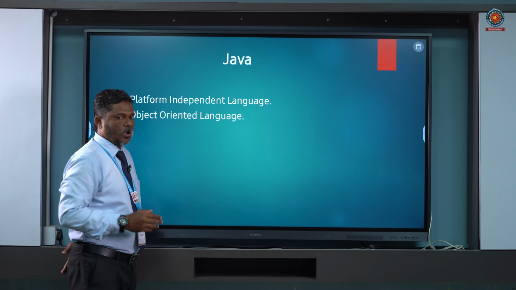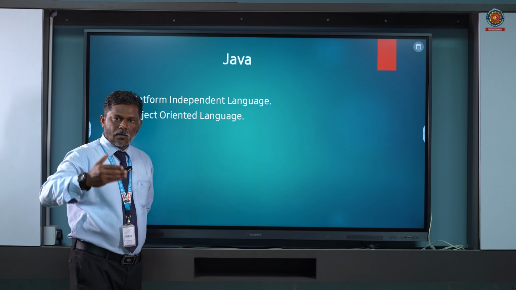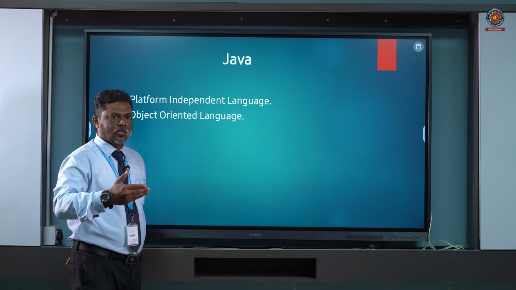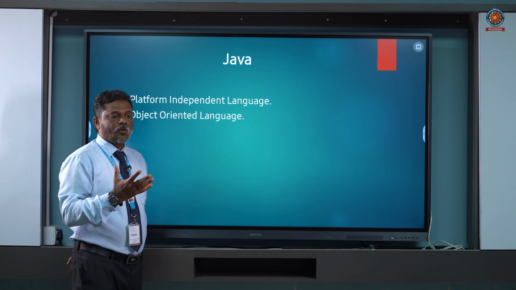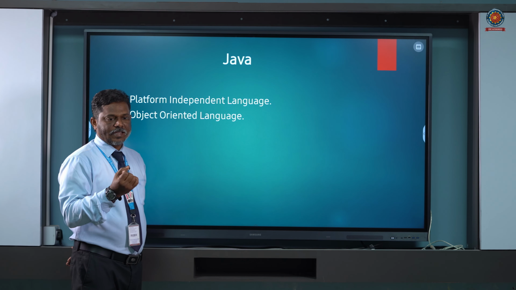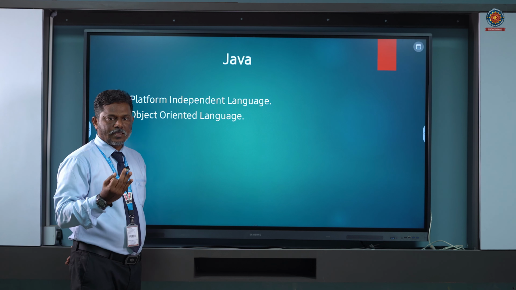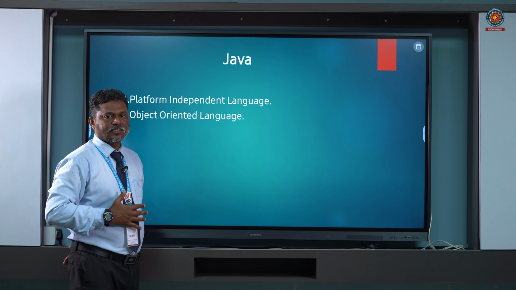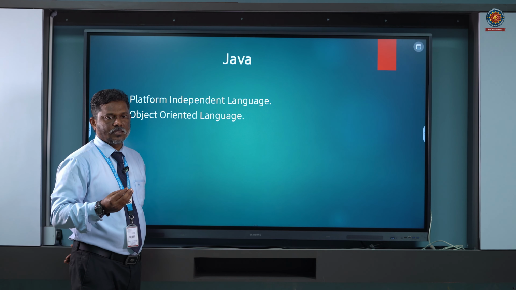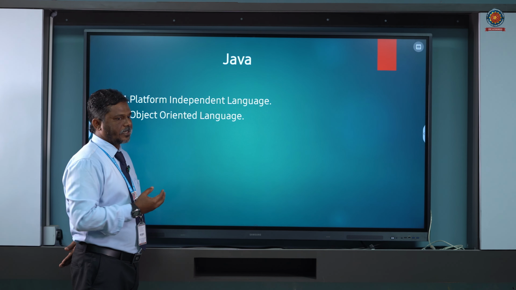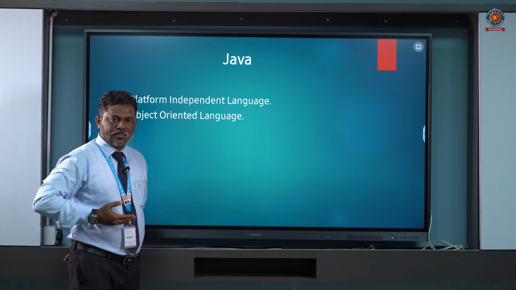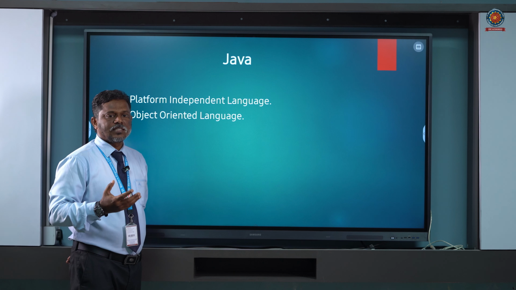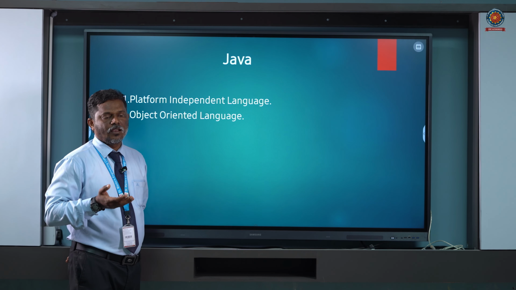The second concept is object oriented language. So what is object oriented? Here there are 6 pillars: class, object, encapsulation, polymorphism, abstraction, inheritance. There are 6 concepts. They are called object oriented concepts. They are the pillars of object oriented approaches. These pillars support object oriented languages.